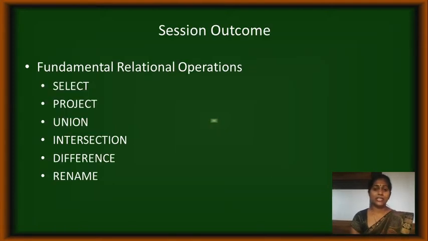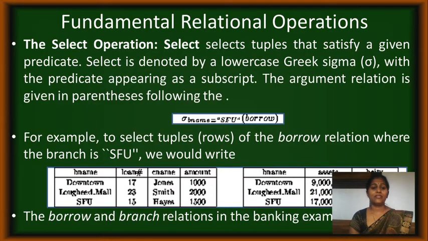The basic relational operations which we are going to discuss in this video are select, project, union, intersection, difference and rename. The first one is the select operation. What does the select operation do? Select operation retrieves the tuple values or row values based on the criteria or conditions you apply. So for that purpose we use a select operation.